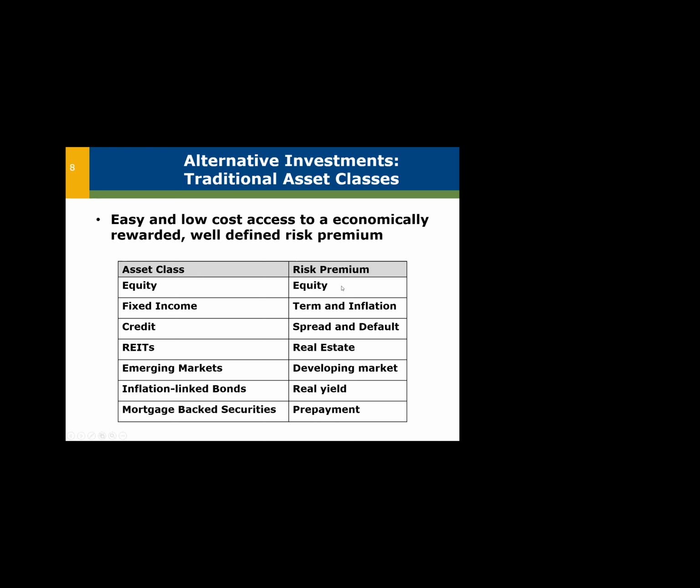From equity, it's pretty obvious, it's the equity risk premium. Fixed income, it's the term and inflation premium. Credit, it's the spread and default premium. Real estate, or REITs, it's a real estate risk premium. Emerging markets, it's a developing market risk premium. Inflation-linked bonds, it's a real yield. And in mortgage-backed securities, it's prepayment.